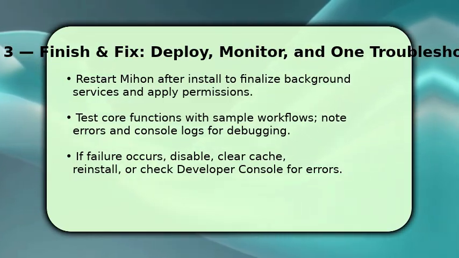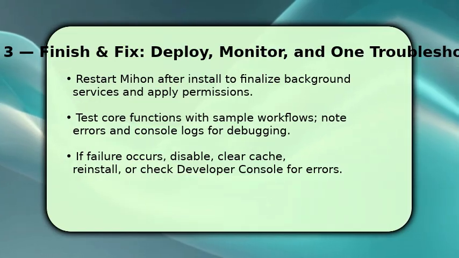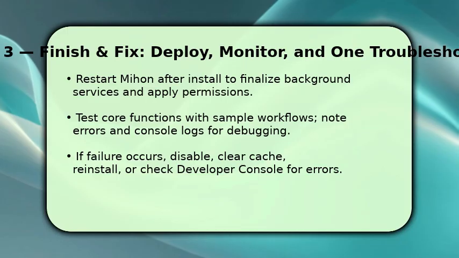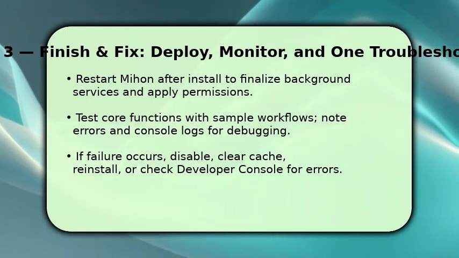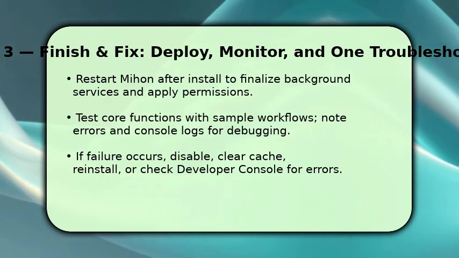If something fails, open the developer console to capture errors and logs. Those messages tell you whether it's a missing API, bad path, or permission denied. If needed, disable the extension, clear Mihon's cache, and reinstall the package.